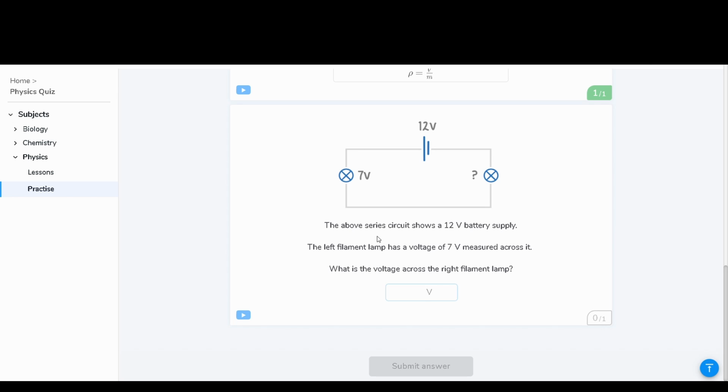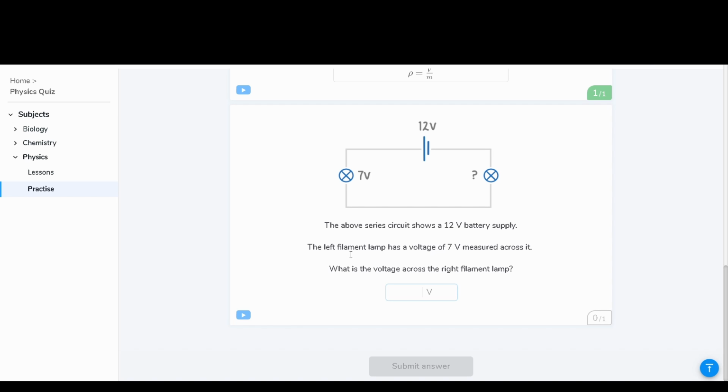Now the above series circuit shows a 12-volt battery. This is a 12-volt battery. Okay. The left filament has a voltage of 7 volt measured across it. This filament has a voltage of 7 volt. Is this a series circuit? Yes, because there is only one path for the current to flow, even if it looks like a parallel circuit, but it's not.